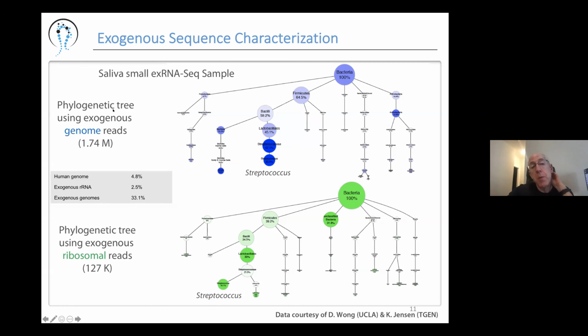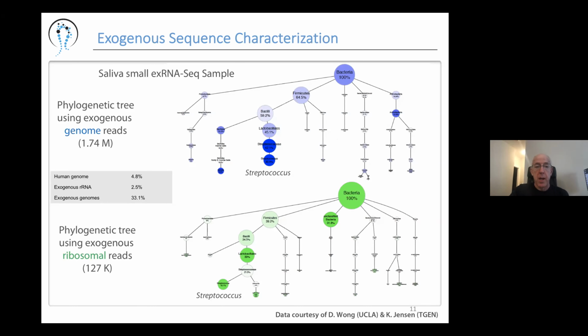Now, what's interesting is when we do the alignments, we can construct this phylogenetic tree using reads that map to exogenous ribosomal sequences. And we can also construct the phylogenetic tree using reads that map to exogenous genome sequences. So these are completely disjoint sets of reads. And the fact that we get Streptococcus, the phylogenetic tree recapitulated, using these two disjoint sets of data from the same individual gives greater credence to the fact that we're really observing that Streptococcus is present in this specific saliva sample.